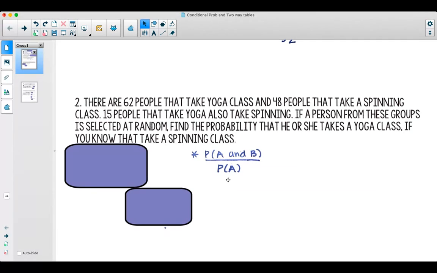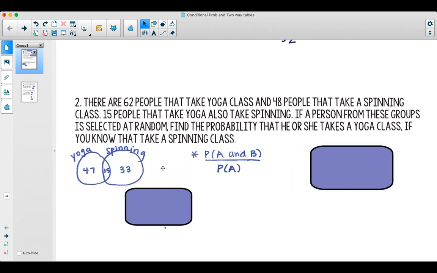When I saw this problem, the first thing I wanted to do was, I know that 15 people take both yoga and spinning, so I decided to make a Venn diagram chart. I know that 15 people take both yoga and spinning. So if I take 62 minus 15, that means there's 47 people who just do yoga. And if I do 48 minus 15, there's 33 people who just spin.